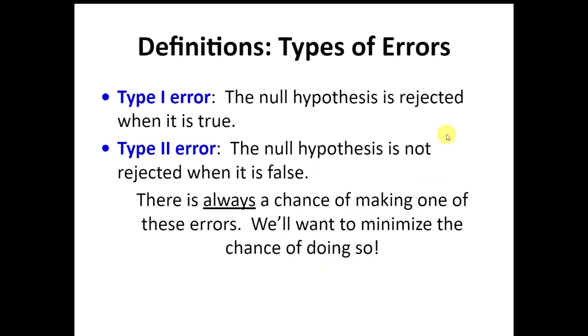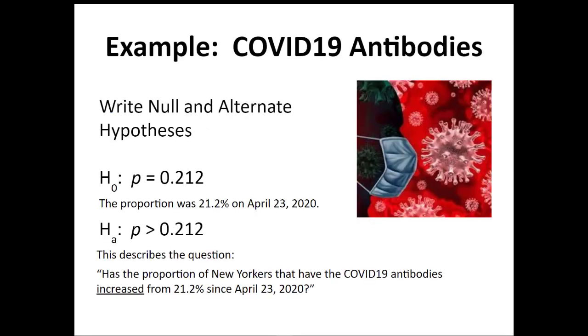So, in short, a type 1 error occurs if the null hypothesis is rejected when it's actually true. A type 2 error happens when the null hypothesis is not rejected and it's actually false. There's always a chance of making one of these errors, and we're going to talk about how to minimize this chance in our next video.